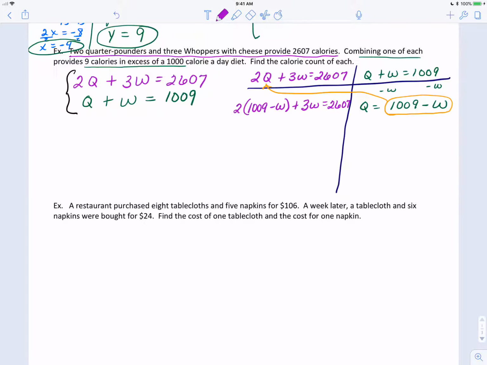All right, get your calculator out. So 2 times 1,009 is 2,018 minus 2 times the W. Remember, if it's in those parentheses, you've got to distribute it to both terms. Plus the 3W is equal to 2,607. Well, let's combine our like terms. So 2,018, that gives us just 1W is equal to 2,607.